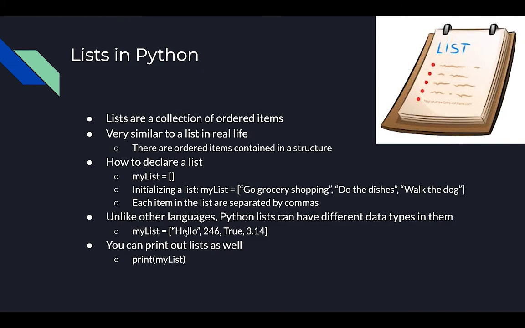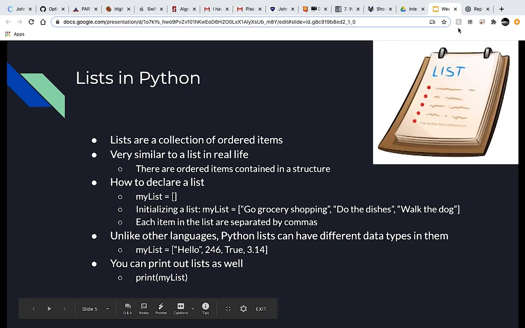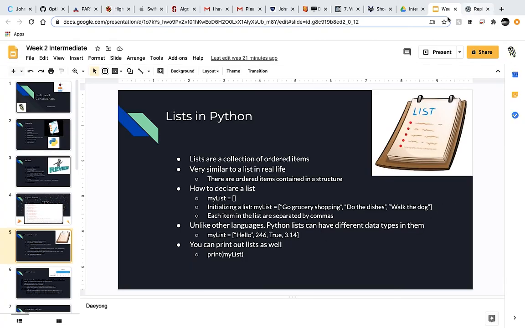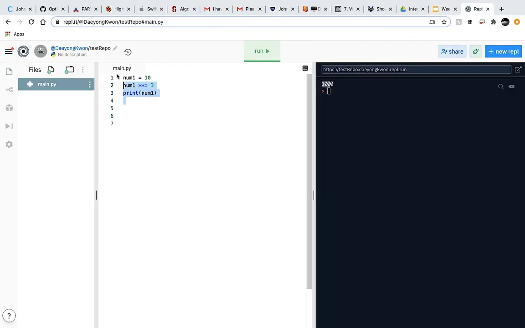So you can do my_list equals "hello", which is a string, 246, which is an integer, True, which is a boolean, 3.14, which is a float. So you can actually have as many data types as you want. And you can also print out lists. We're just going to quickly demonstrate that. This is pretty easy so far.